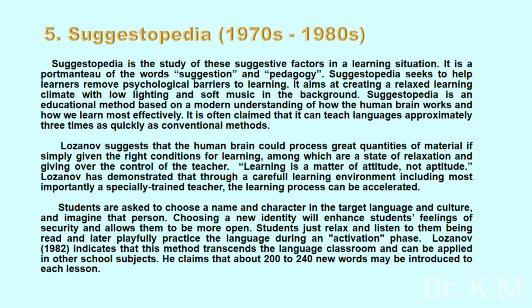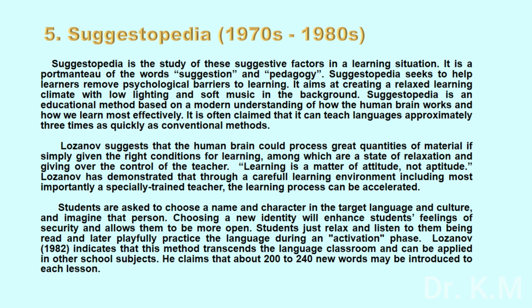Suggestopedia is an educational method based on a modern understanding of how the human brain works and how we learn most effectively. It is often claimed that it can teach languages approximately 3 times as quickly as conventional methods. Lozanov suggests that the human brain could process great quantities of material if simply given the right conditions for learning, among which are a state of relaxation and giving over the control of the teacher. Learning is a matter of attitude, not aptitude.